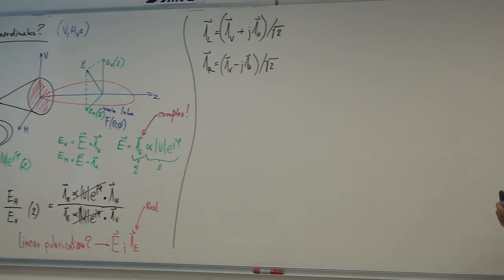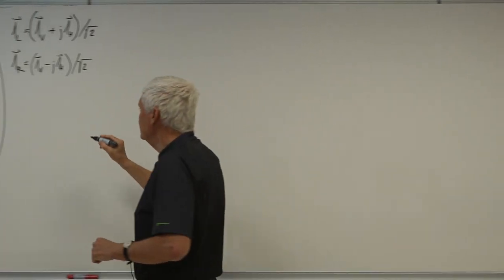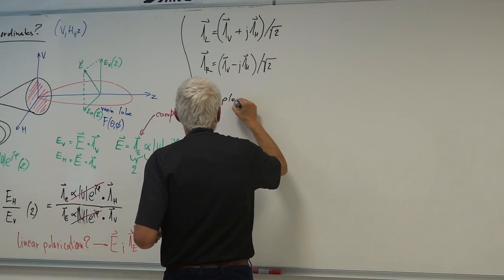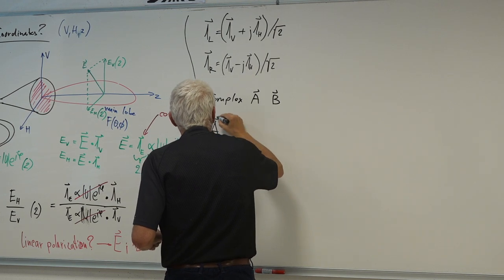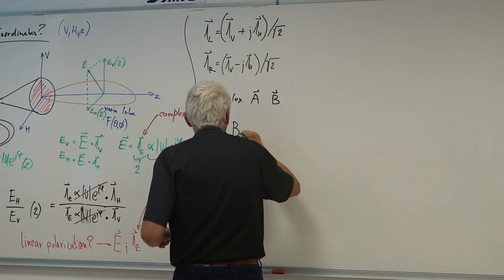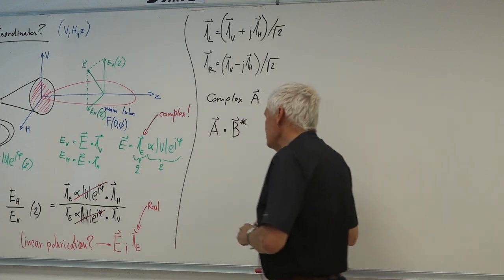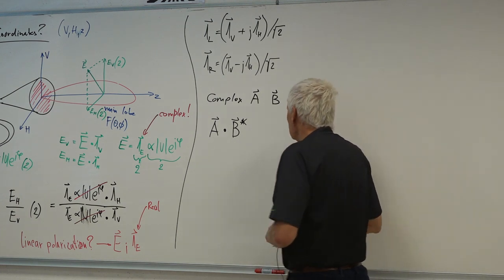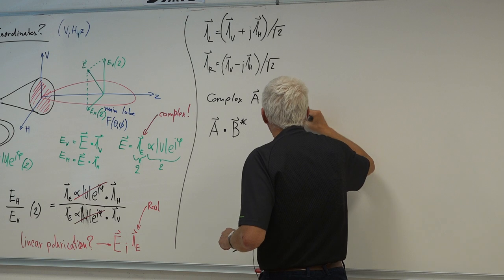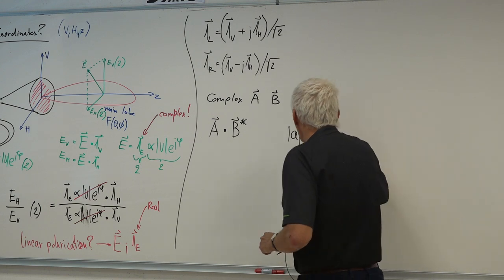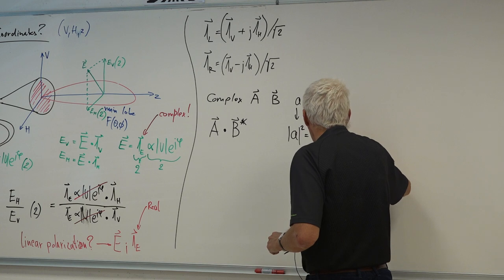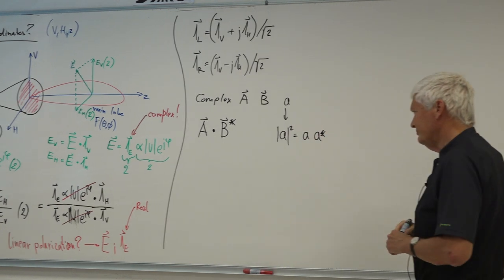Now, how do I make the scalar product, the dot product right now? I have to be very careful here. With complex vectors, say A and B, the dot product is A dot B complex conjugated. This is very important because if I have a complex number A, its magnitude squared, the absolute value squared, is A times A conjugated, in the same way.